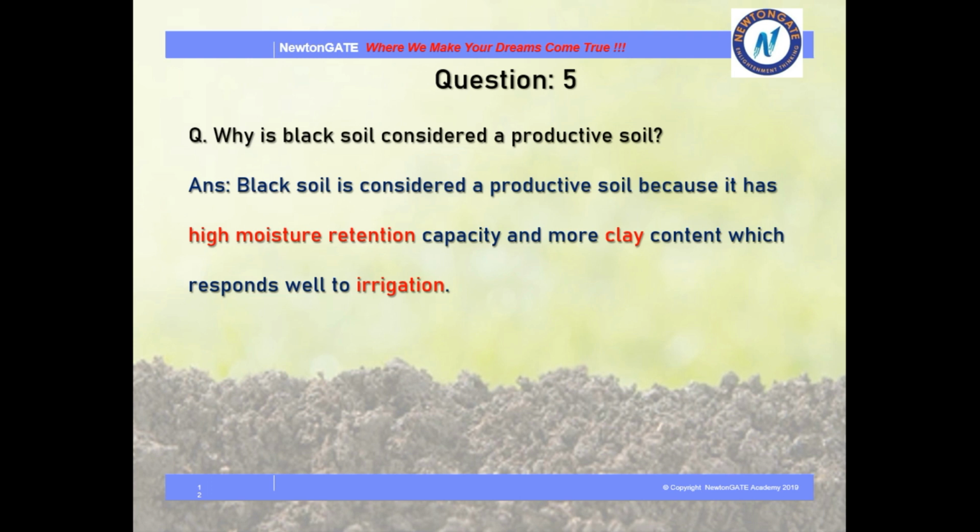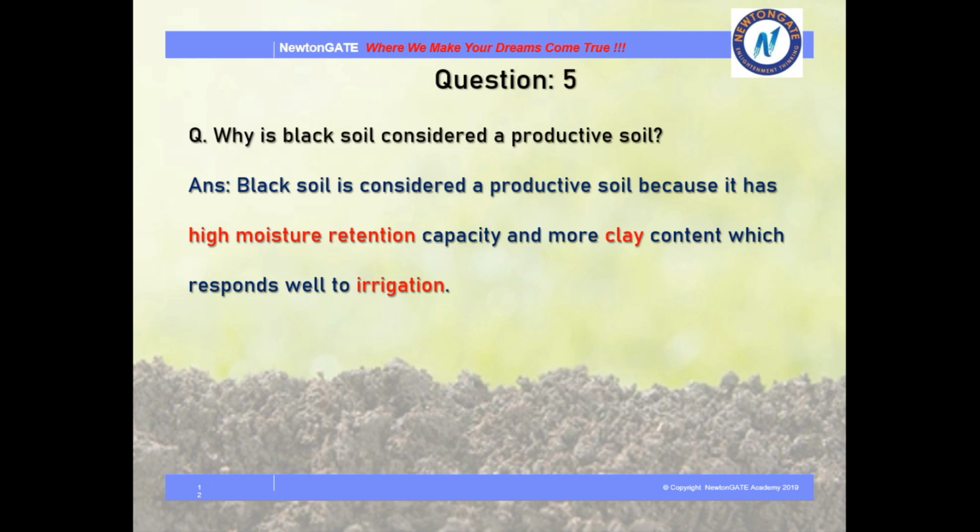And thus it forms with more clay content, because the water which falls on the earth's surface in the black soil region gets trapped, so the water holding or moisture holding capability is very high. Thus it results in the formation of a productive soil.